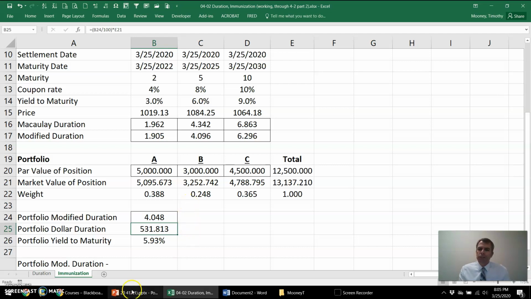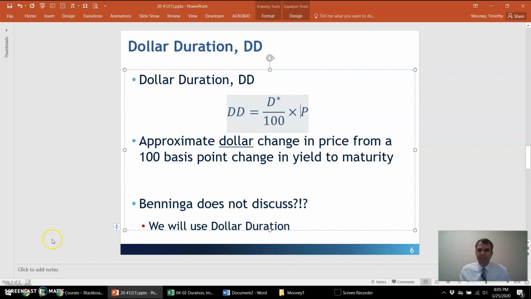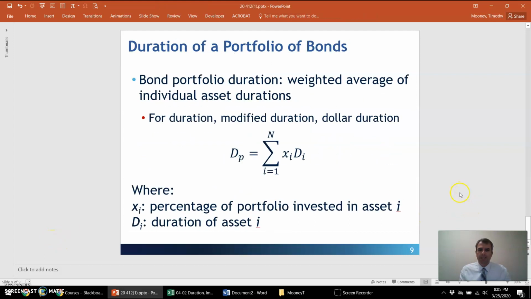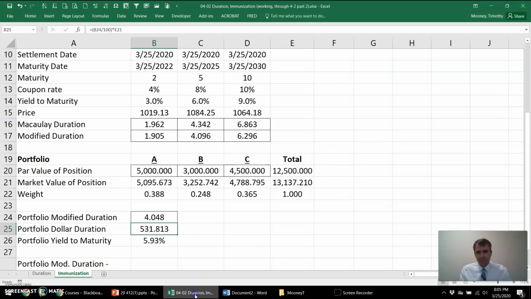All right? So from here, we'll be able to find the duration of a bond portfolio. That's going to be really useful in the next video when we start figuring out how do we insulate a bond portfolio from changes in interest rates, right? How do we immunize a portfolio from interest rate risk?